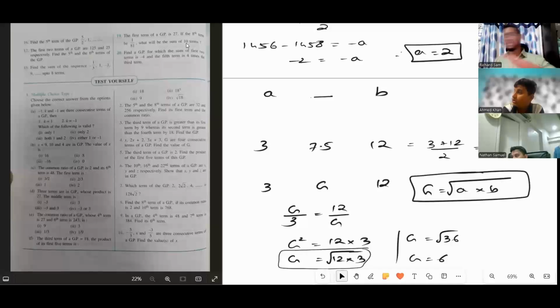Okay, we'll stop with this. This chapter is done. Please try out questions. This chapter, as you can see, is a little confusing, so work out as many questions as you can.